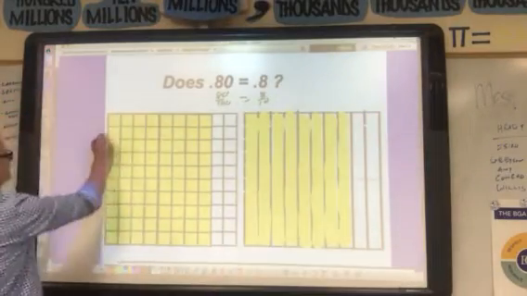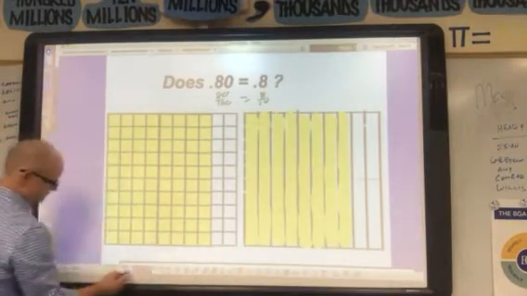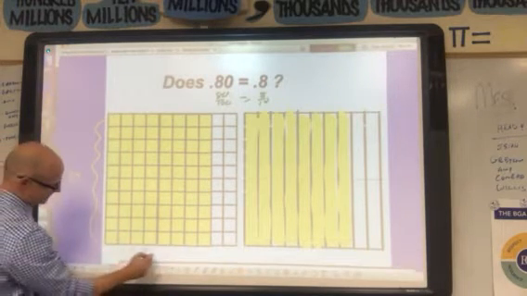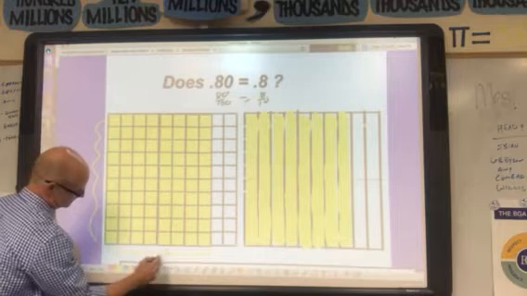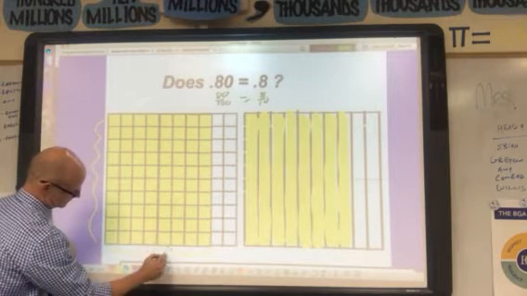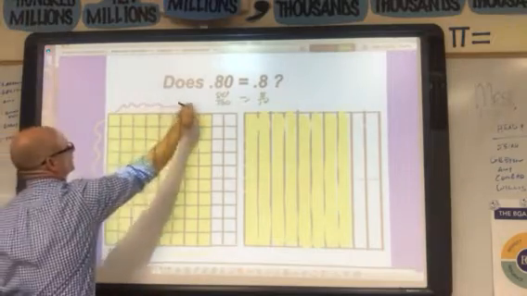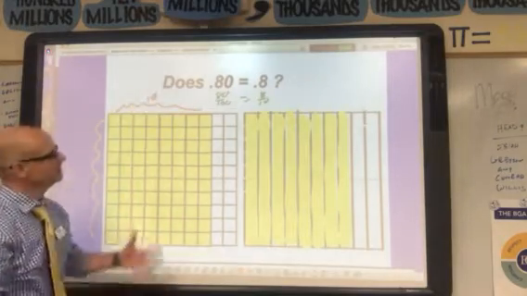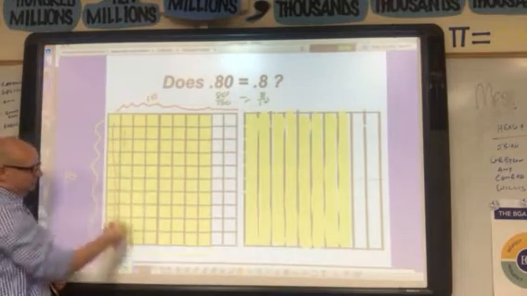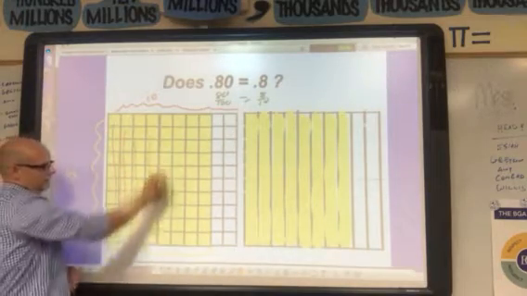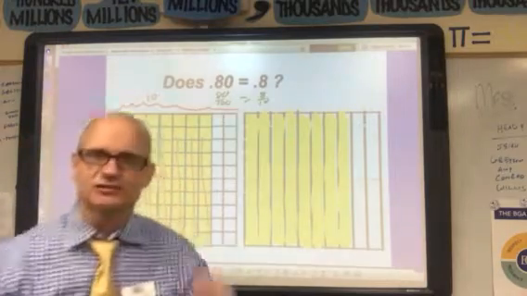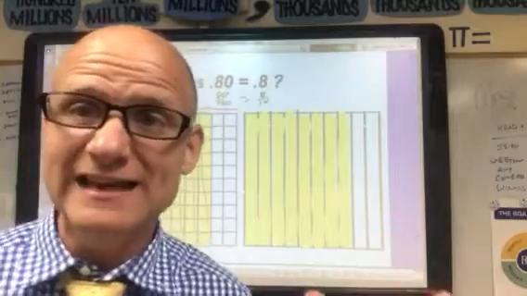See, you've got 10 this way by 10 this way. I want you to write down. So 10 times 10 is 100. So there's 100 here. And you have 1, 2, 3, 4, 5, 6, 7, 8 rows shaded. There's 10 in each row, so that's 80. So there's 80 out of 100 there.